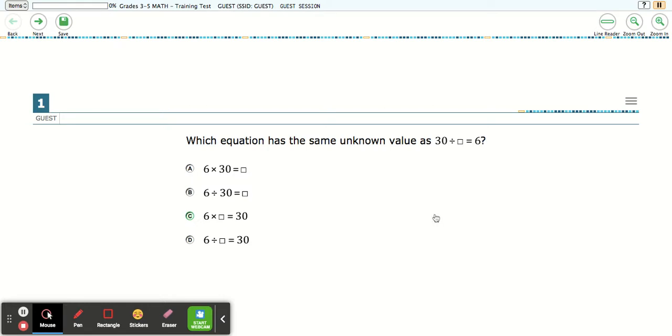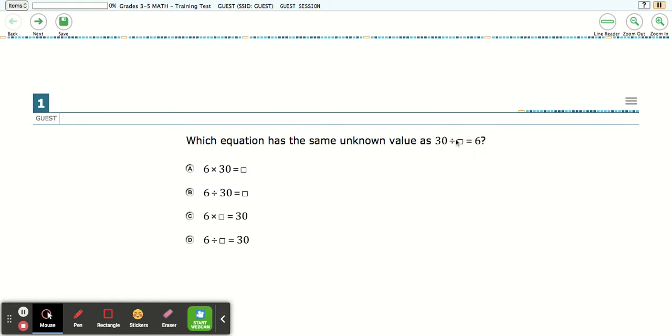It says, which equation has the same unknown value as 30 divided by something equals 6? Now, some of you may be very confused by that wording. So look at your choices of your answers and think about what it's really asking you. In other words, it says which equation, which number sentence has the same unknown value.